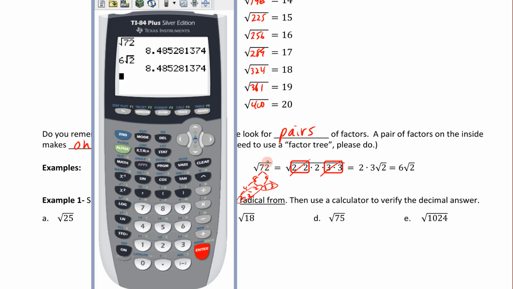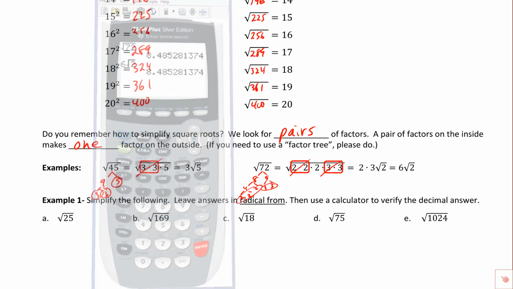8.485. So we know that this original problem right here matches what our simplified answer is. And you can do that anytime you need to if you want to double check and make sure that you did it right. But I'm hoping for most of these it turns out to be pretty easy to do. So take a look at this next problem here.